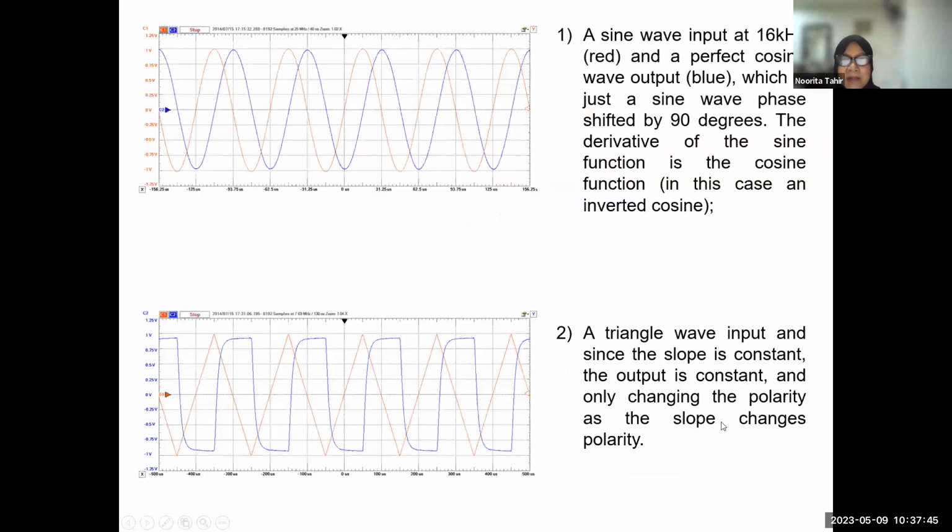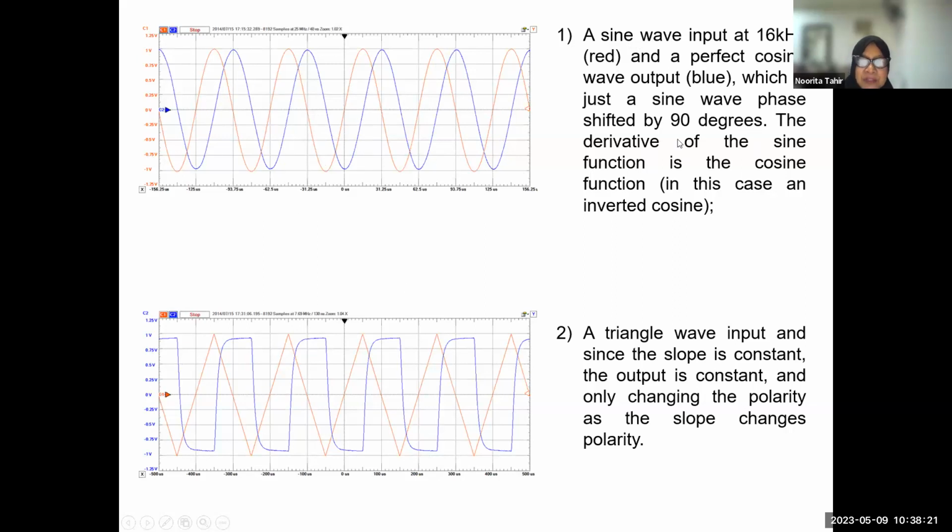If we look at the scope, this is what we will see. The input signal is the red one, which is the sine wave, and the output signal will be the blue one, which is also a sine wave, out of phase by 90 degrees. This is because of the effect of differentiation of the sine function, which turns it into the inverted cosine.